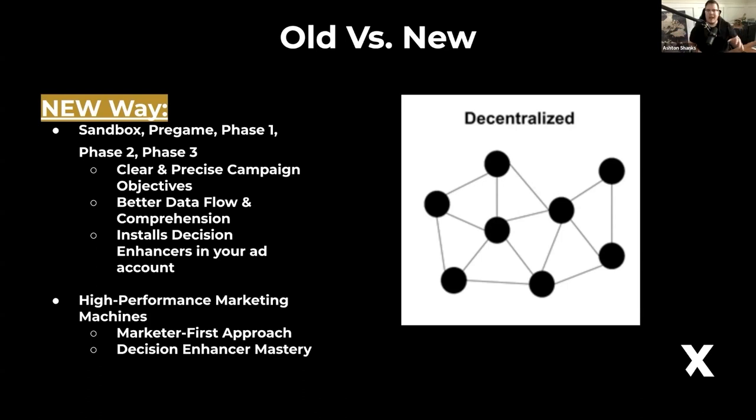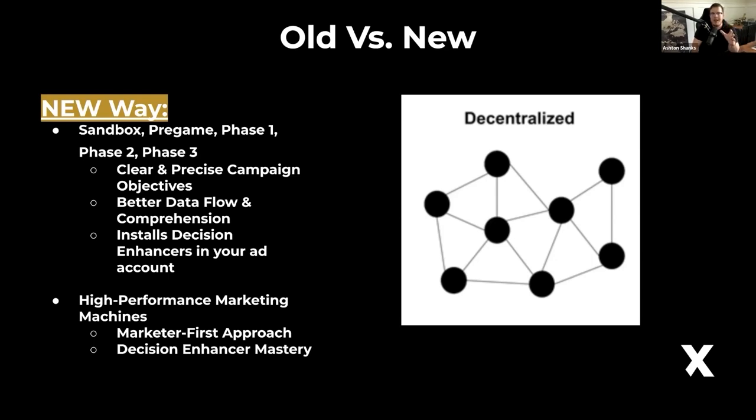So instead of a TOFU, MOFU, BOFU, or a Power 5, you're going to learn concepts like sandboxing, pre-gaming, phase 1, phase 2, phase 3, right? And the purpose of these is to give clear and concise campaign objectives, better data flow, and ultimately helps to install decision makers inside of your campaigns and your ad account. This is a big aspect to it. Decision makers. You want something to help you make decisions better, right?